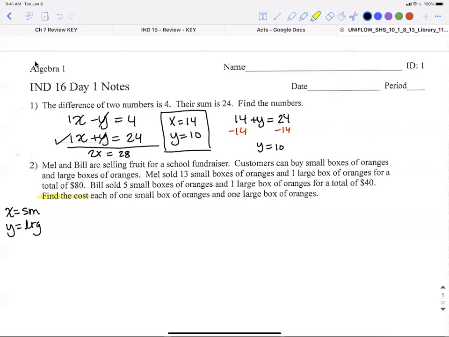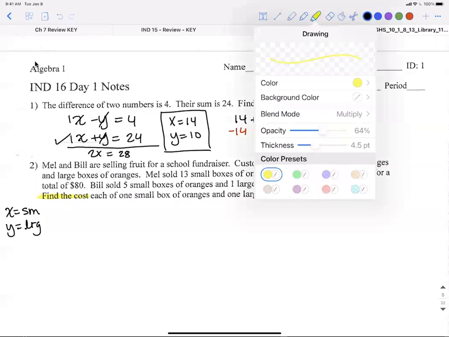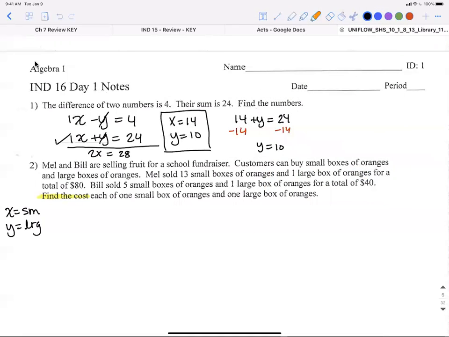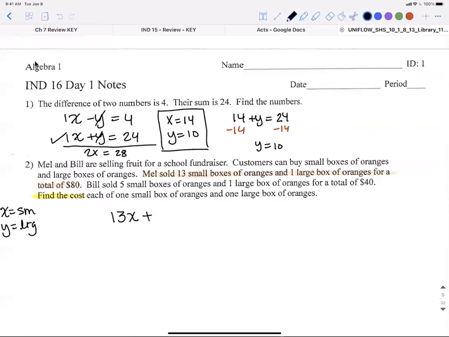So then let's do a couple highlights here. Right here, I've got that Mel sold, this is Mel's equation, 13 small boxes and 1 large box, totaling $80. So to set up Mel's equation, I'm going to have 13, and then I'm going to use an X to represent the cost of each one of those boxes. I know he sold 13 of them. I don't know how much it costs. That's what I'm finding. Plus, he sold 1 large box, and I know my large boxes are represented by the Y's. And Mel made a total of $80.